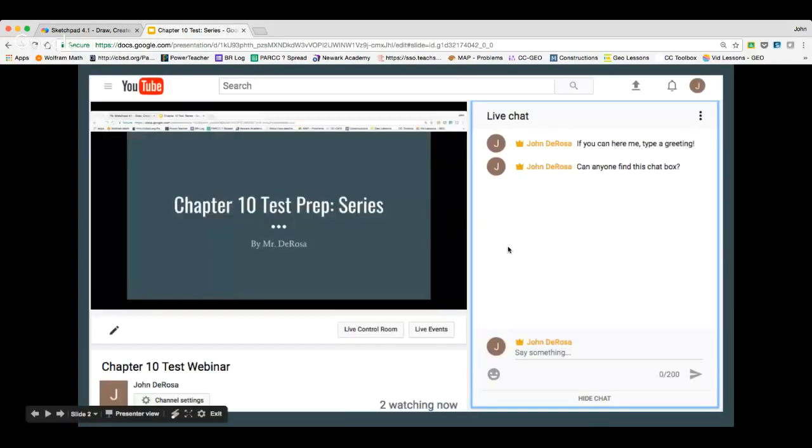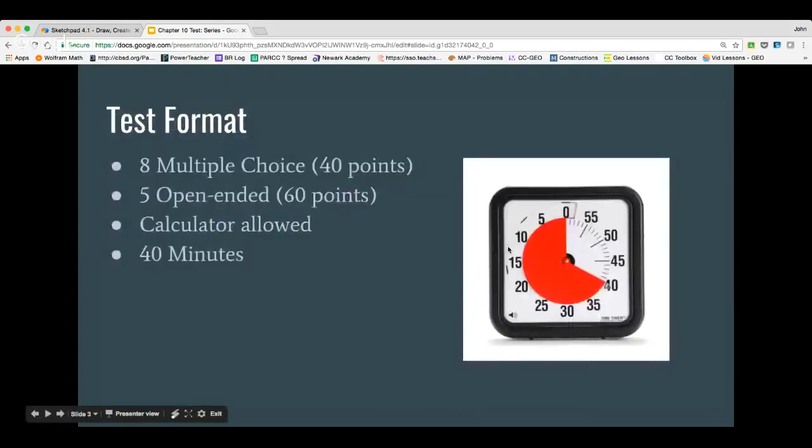All right, so first up, test format. We talked about this on the study guide, but it is 8 multiple choice and 5 open-ended, and it's a full period test. Calculator is allowed on all of it, though not all the questions require a calculator, and not all of them will help you if you have a calculator.